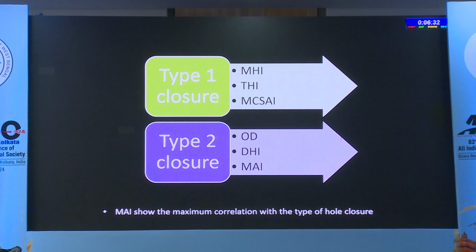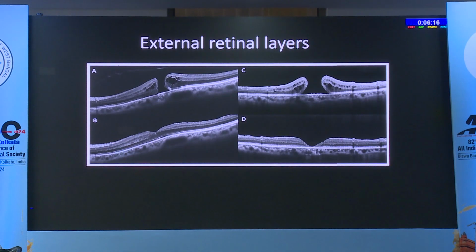Some indices help in detecting the type 1 closure and some the type 2 closure. The macular hole indices, tractional hole index, and macular cystoid space area index very well correlate with the type 1 closure. The opening diameter hole index and the macular area associated indices help in prognostication of type 2 closure.